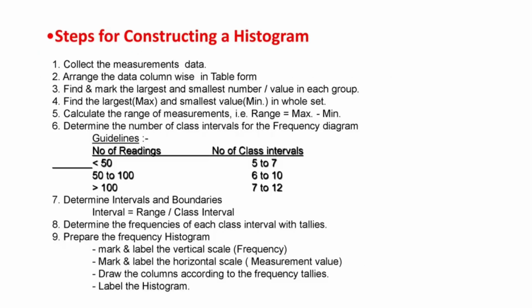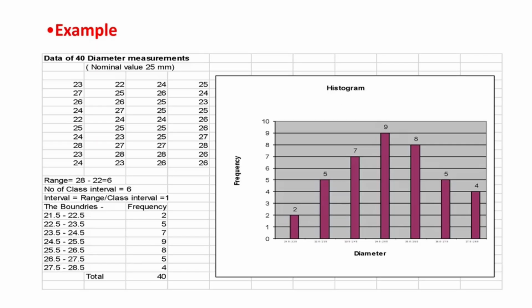These are the steps for constructing a histogram. We need to collect the data and arrange it as per the reading, and decide how many intervals. Suppose less than 50, how many intervals are coming? 50 to 100, how many intervals? More than 100, how many intervals? Then the range. Then determine the level and boundaries. Determine the frequency of each class interval. Then this is a histogram.